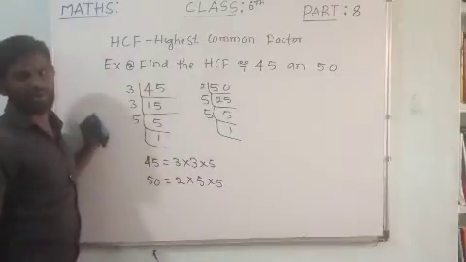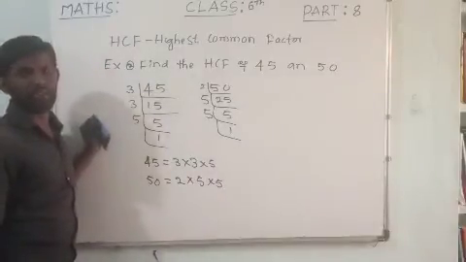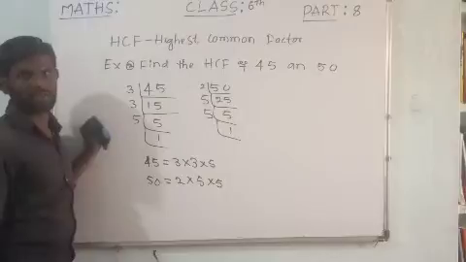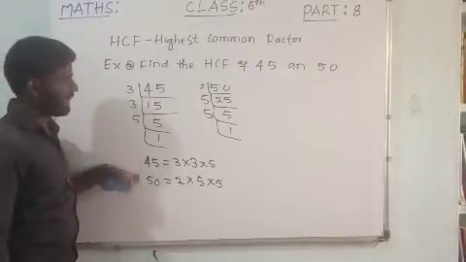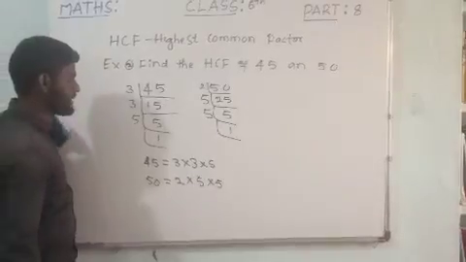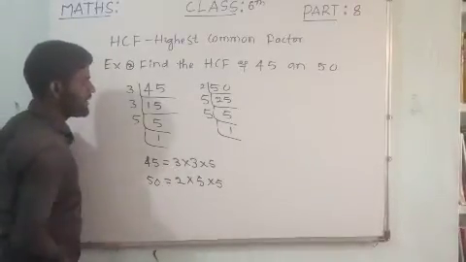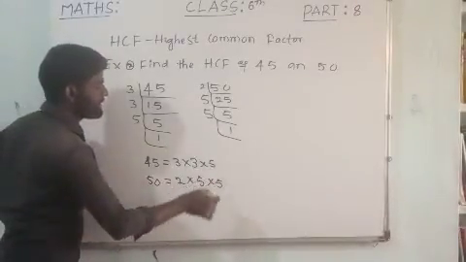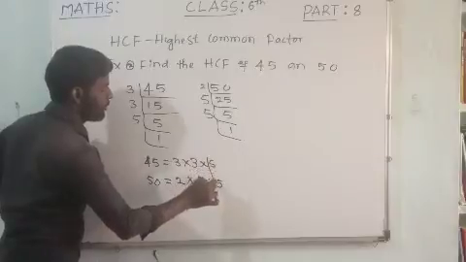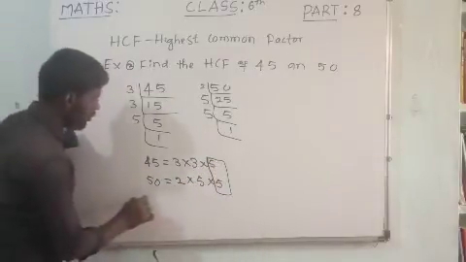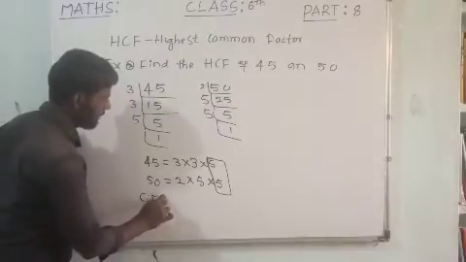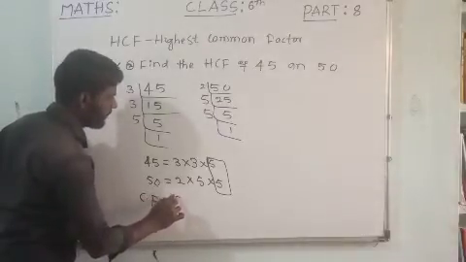Here common factors means the number which is present in both groups, the group of 45 and the group of 50. Which number is that? Here 3 is there, but here 3 is not available. Here only 5 is there. Here only one group is there. The common factor is 5.